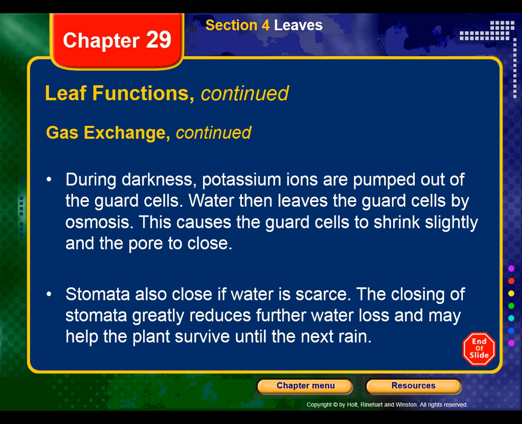Stomata also close if water is scarce. This, of course, helps with the idea of transpiration. If the opening's closed, we don't get any loss of water. Unfortunately, we also don't get any exchange of carbon dioxide. So the plant has to kind of balance out, do I need some carbon dioxide now for the Calvin cycle, or do I not? And so it can open and close when it needs to. And of course, like it says here, the closing of the stomata greatly reduces further water loss, but may also prevent the plant from dying. So it will help them survive until the next rain.